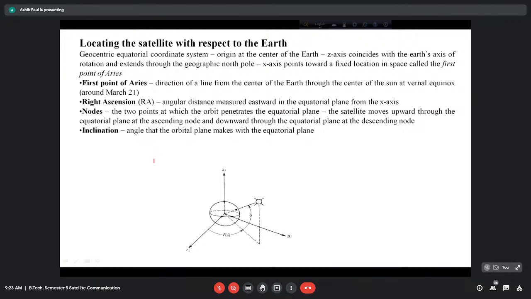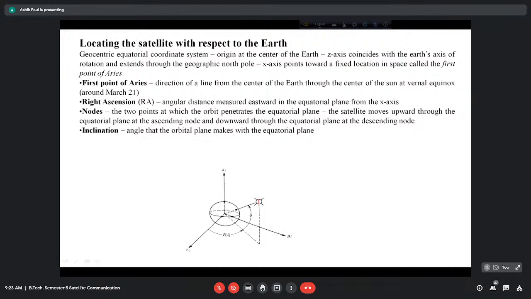Then there are also nodes. That means all these objects are moving. If they are moving, contrary to a geostationary or a geosynchronous satellite, if these objects in the sky whose coordinates you want to determine are moving, then you can understand that they will penetrate the equatorial plane at 2 points, once while moving up through the equatorial plane, reaching a certain high angle, and then once again moving down to that other side.